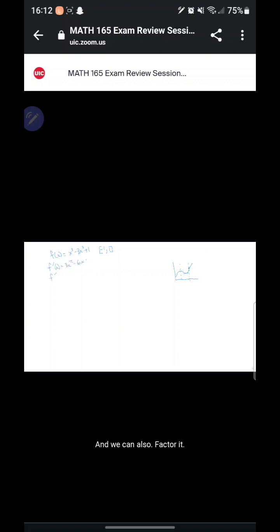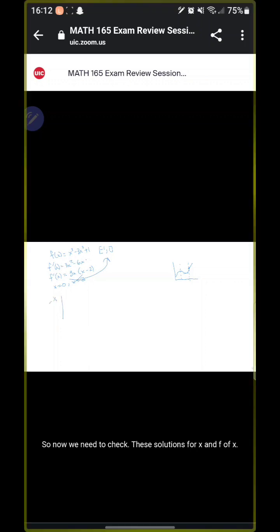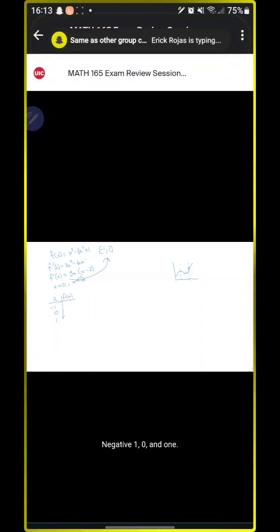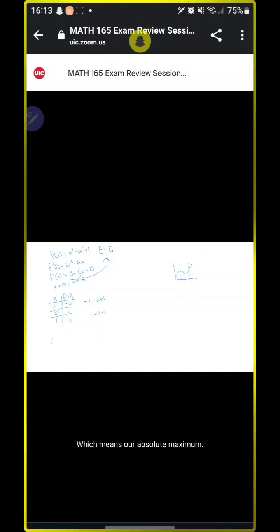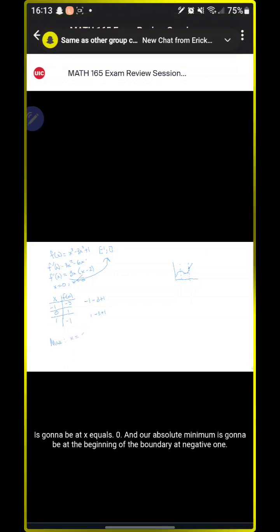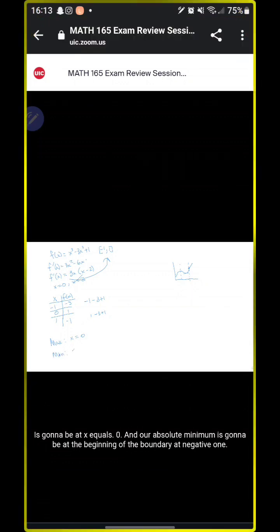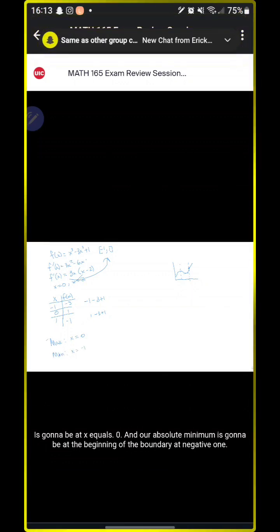All right, and we can also factor it. Right? This gives us the two solutions that x is equal to 0 and x is equal to 2. But we know that we can ignore the solution x equals 2 because it's not in the bound. So now we need to check these solutions for x and f of x of negative 1, 0, and 1. Negative 1, we get negative 1 minus 3 plus 1, so we get negative 3. Here we get positive 1, and then we get 1 minus 3 plus 1, which is going to be negative 1. Which means our absolute maximum is going to be at x equals 0, and our absolute minimum is going to be at the beginning of the boundary at negative 1. And that'll be your answer.